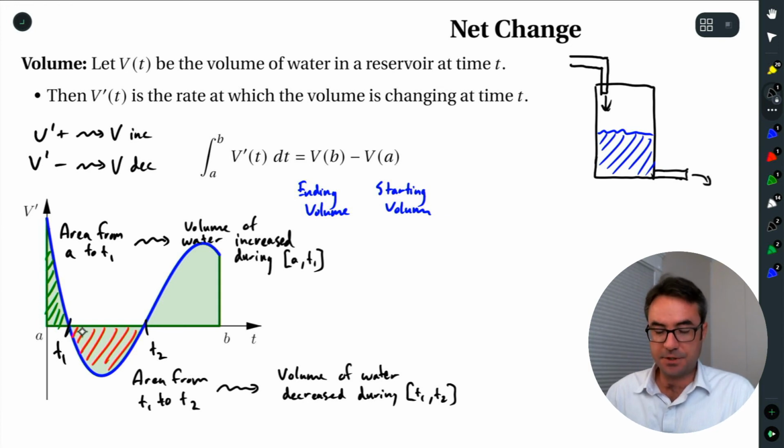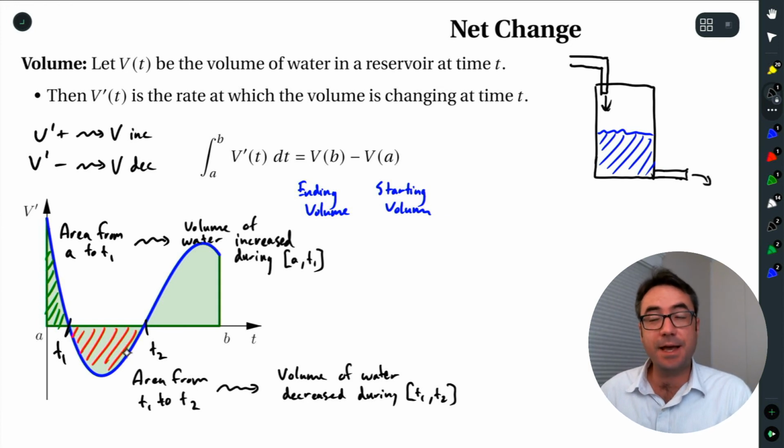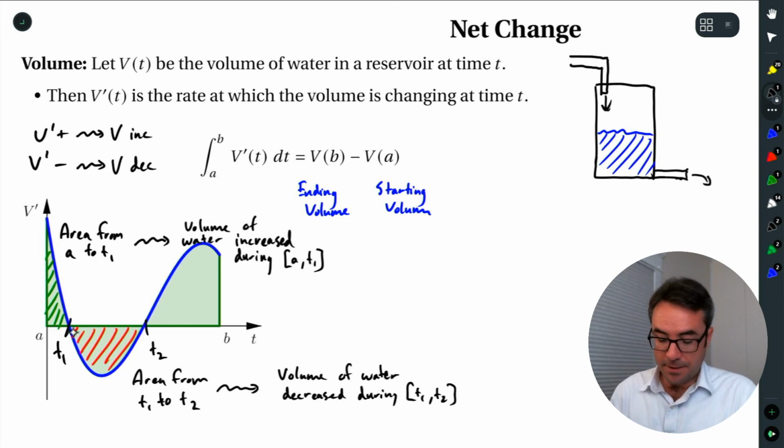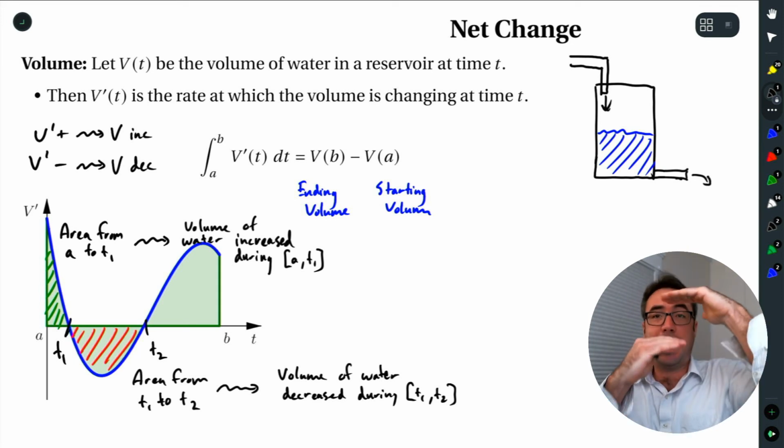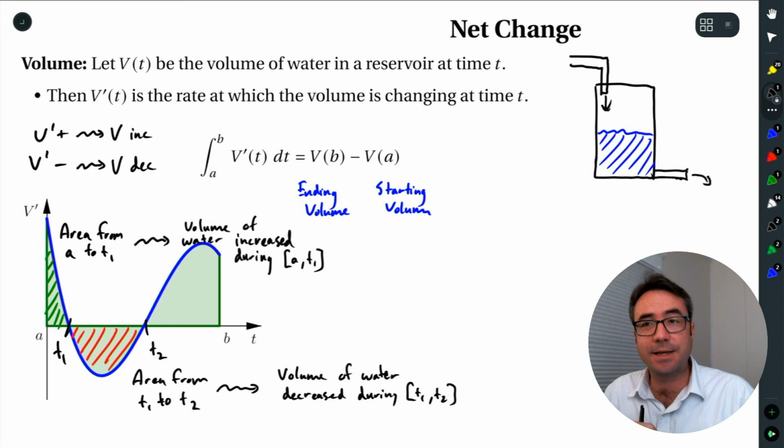So for the section here that's below the horizontal axis, if we could calculate the area for this shaded region, what that area represents is how much water we lost during that time interval from T1 to T2. So we know, since V prime is negative, that the water level's going down, and if we calculate the area for this shaded region, that describes how much water we lost during that time interval.